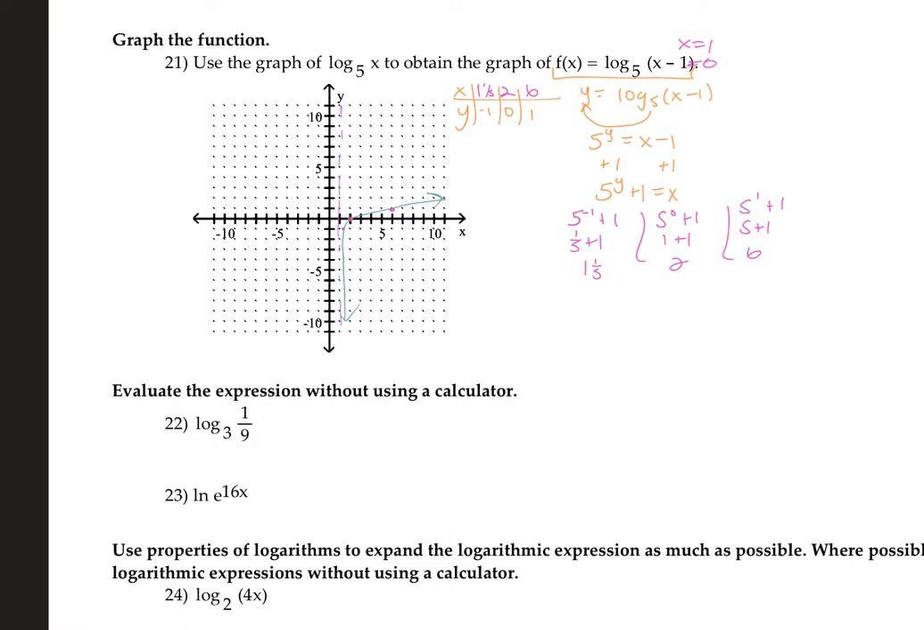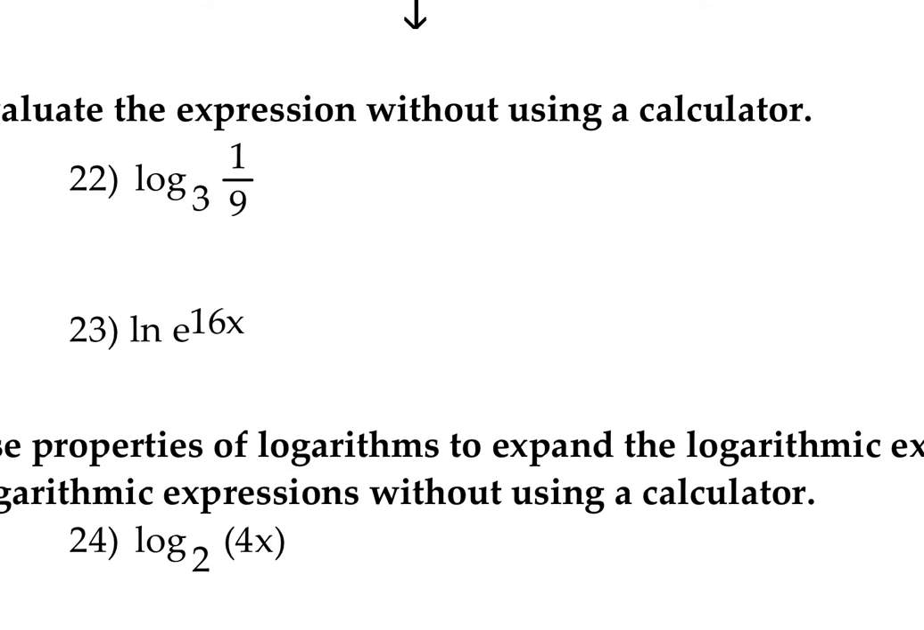Now comes the log. So 22 says to evaluate the expression without using the calculator. So 3 to what power gives me 1/9? It would have to be 3 to the negative 2 because it would have to be a negative exponent to bring it to the bottom and then square it. So negative 2 is that answer. 23, ln of e cancels, and I get just what's left of it, which would be 16x.